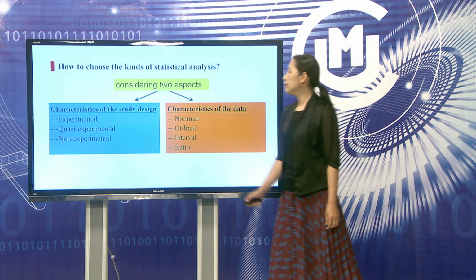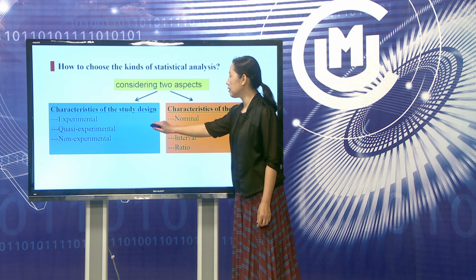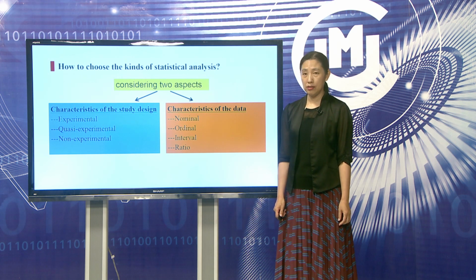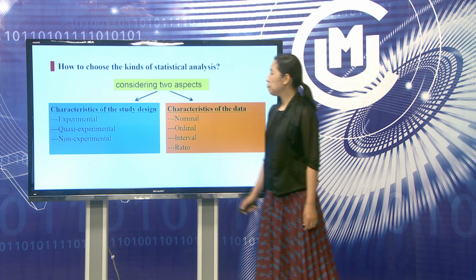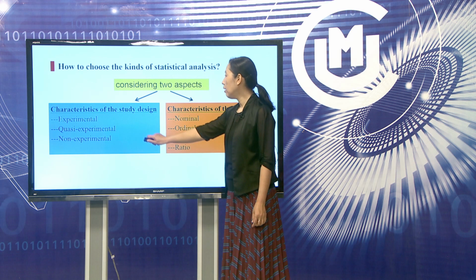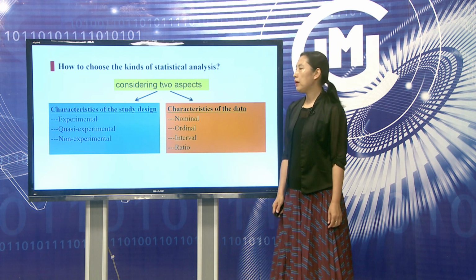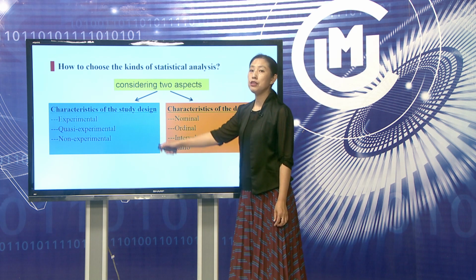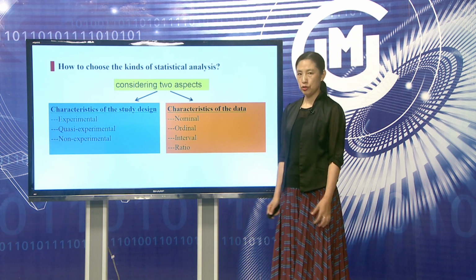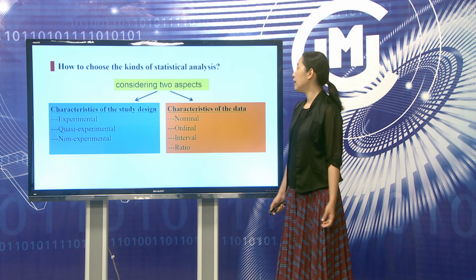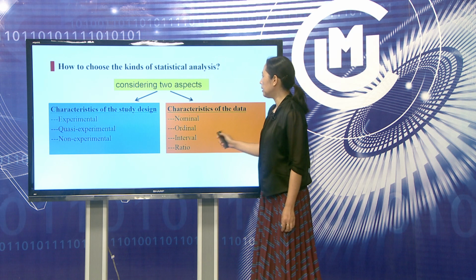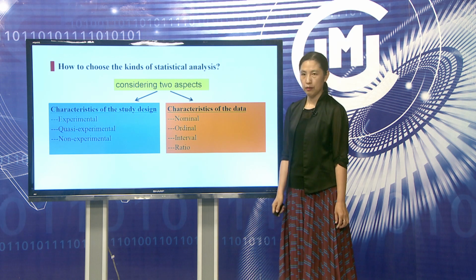The first one, you need to consider the characteristics of the study design. We mentioned some study designs before. So whether you study experimental design, quasi-experimental design, or non-experimental design, different designs have different research purposes. So based on this purpose, you will choose different statistical analysis. And also we talk about characteristics of the data.